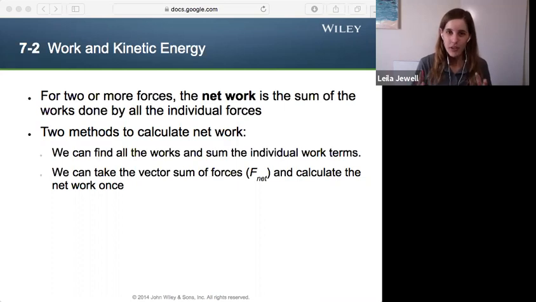And the two different methods we have to calculate it: one, we can find all of the individual works from the individual forces and sum those works up. The other method is we can take the vector sum of the forces, F net, and then calculate the net work once from that net force. So either method works out, but it's important to understand both.